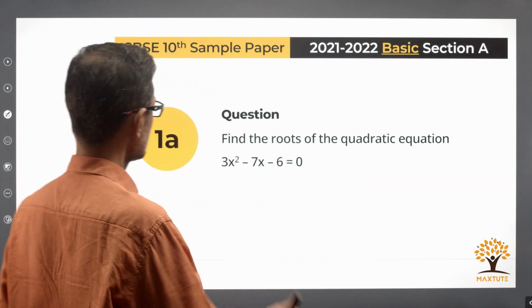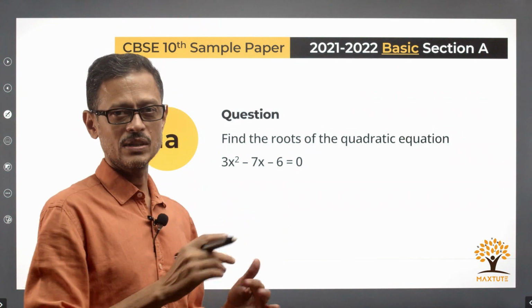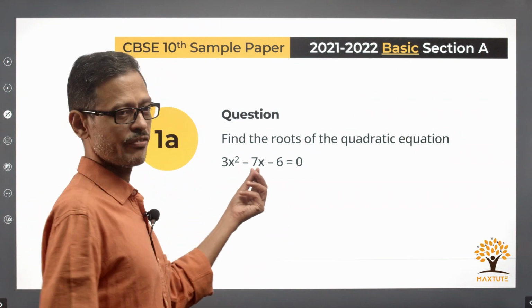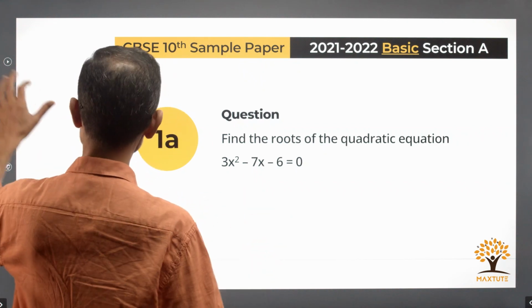Let's get started. Find the roots of the quadratic equation 3x square minus 7x minus 6 equals 0. Very straightforward, simple question. All we need to do is basically factorize this quadratic equation by splitting the middle term and arrive at the roots. Let's quickly get that done.